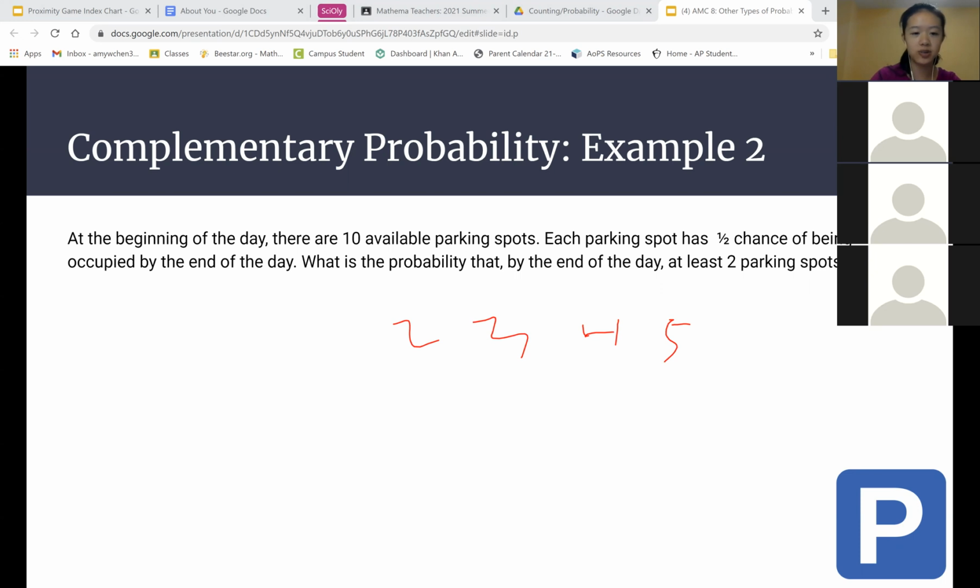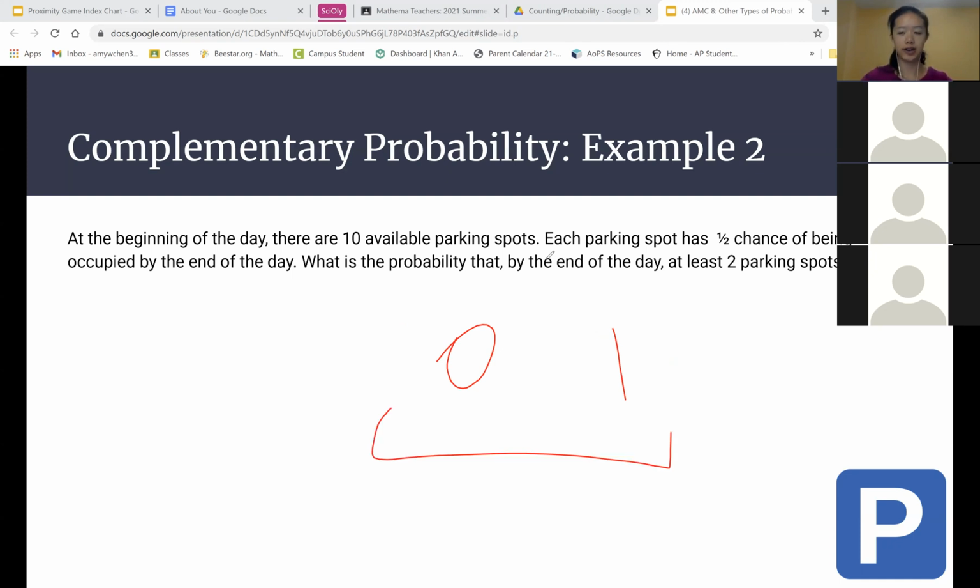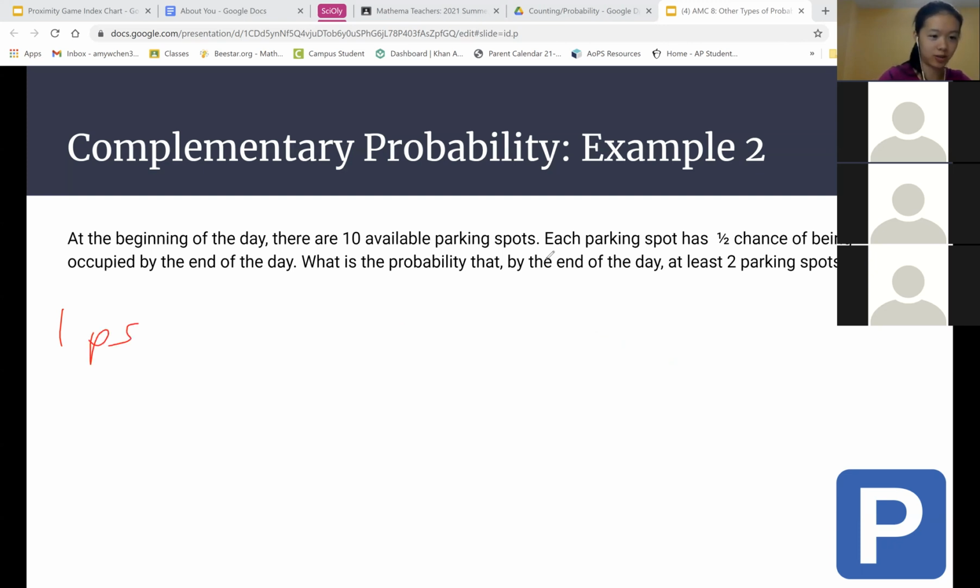If you have at least 2 parking spots open, that means you can have 2, 3, 4, 5, or more parking spots. However, the opposite would be 1 or 0 parking spots open, because that's not at least 2 parking spots. So these, in fact, are the cases that are the opposite of what we're looking for. PS is going to represent parking spot, because I'm not going to write the whole thing out. 1 parking spot and 0 parking spots. Those are the cases.